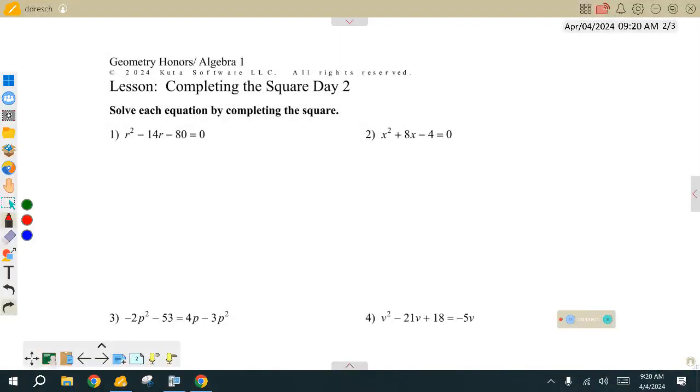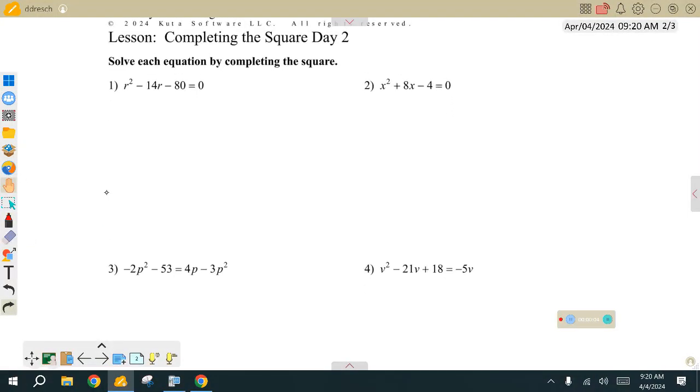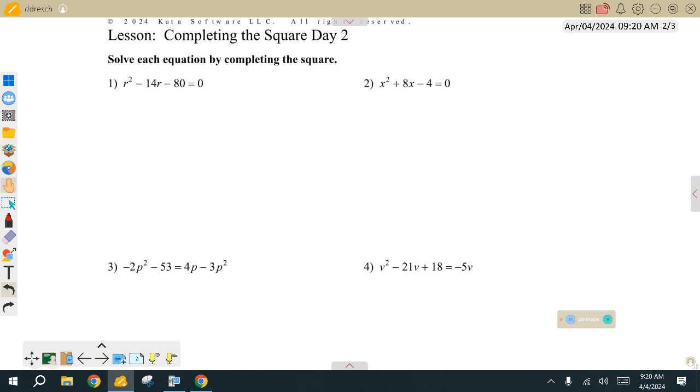Yesterday we started with completing the square. First thing is, again, we're going to complete the square. And what we mean by that is taking that constant term, kicking it to the other side, and creating what we say is that perfect square trinomial, so we can then factor it.